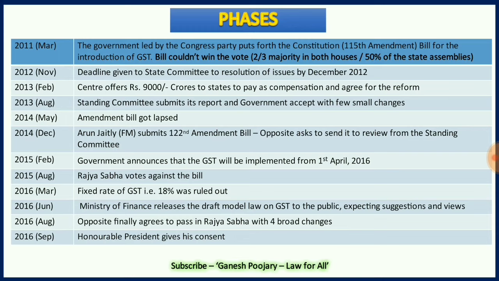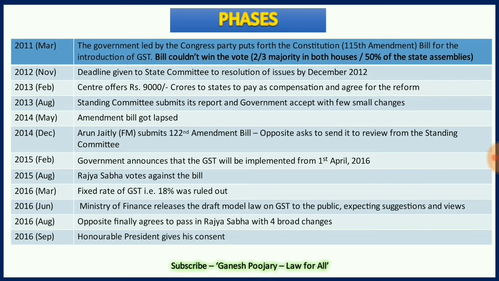During 2014, Arun Jaitley submitted the 122nd Amendment Bill, and the opposition asked to review the same with the standing committee. During 2015, the government announced that 1st April 2016 will be the implementation date. But in August 2015, the Rajya Sabha voted against the bill, and again it went back to square one. In 2016, the GST fixed rate concept of 18% was ruled out, and then in the year 2016, the Ministry of Finance released the draft model law on GST to the public, expecting suggestions and views. And finally, in August 2016, the opposition agreed to pass the bill in Rajya Sabha with 4 broad changes, to which the ruling party agreed.